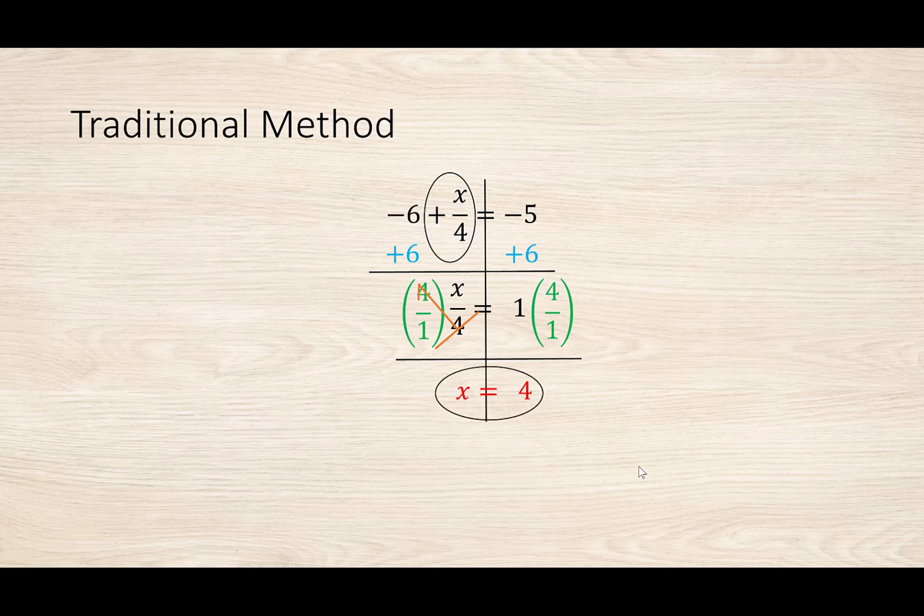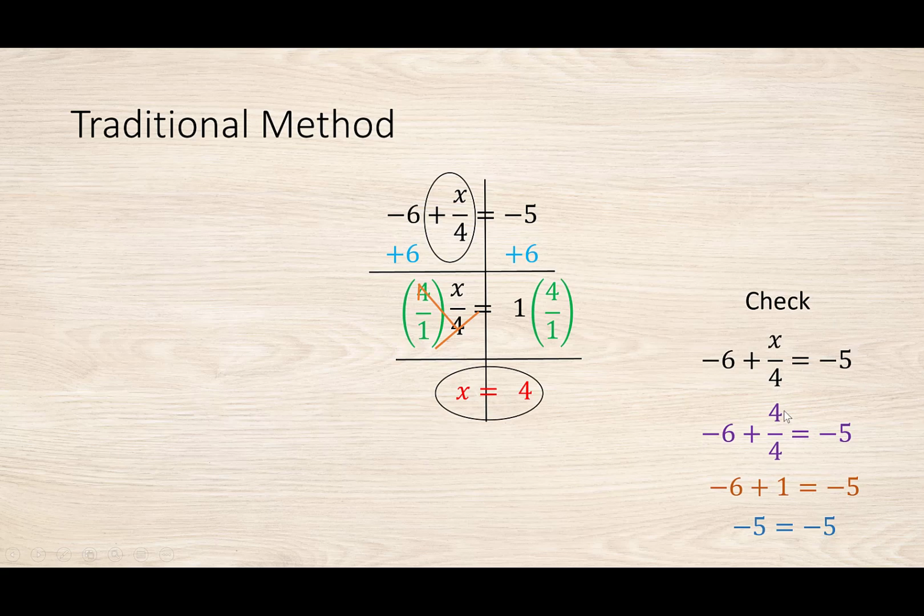And that's my answer. Again, I can check it. I start with my original problem. I replace my variable with the answer that I got. I substitute that in. 4 divided by 4 is 1. Negative 6 plus 1 is negative 5. Negative 5 does in fact equal negative 5.